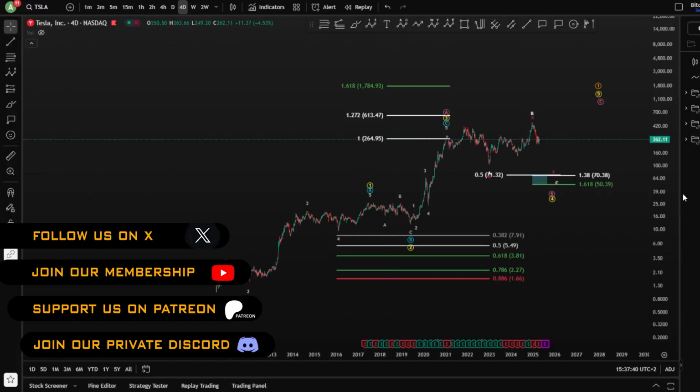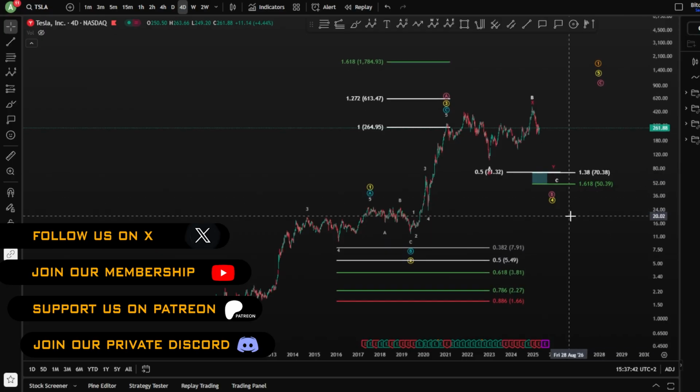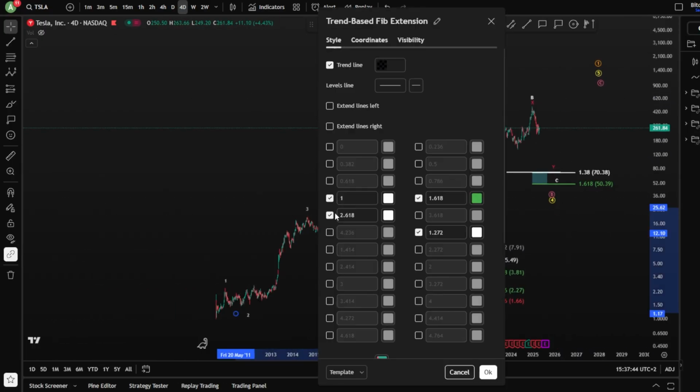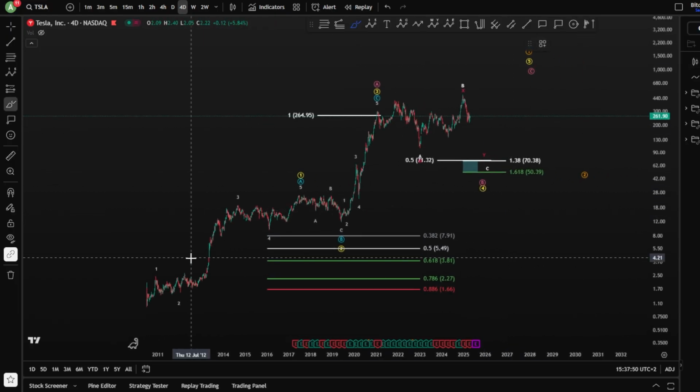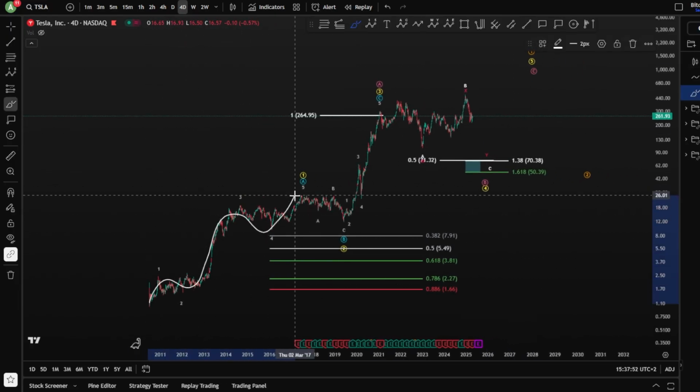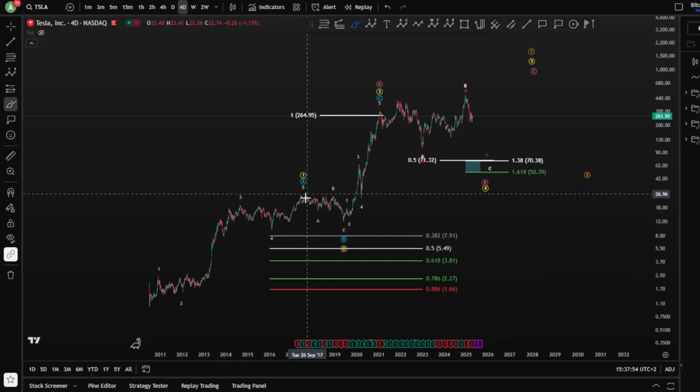Hello everyone, welcome to a new video for Tesla price prediction based on Elliott wave analysis, starting today on the daily chart to see where we are in Tesla and where we are heading. As we can see on the daily, we have an impulse 1, 2, 3, 4 and a 5, finishing wave A or a wave 1.